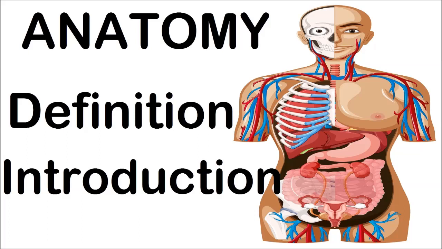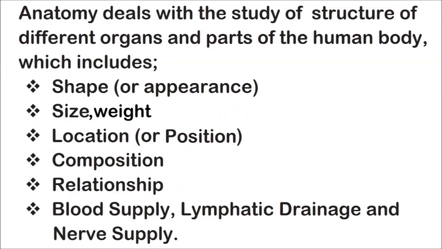This is my first video lecture and I am going to start from the very basic topic, that is anatomy. Now, what is anatomy or human anatomy? Anatomy is basically a subject in which we study the structure of different organs and parts of the human body. For example, we study the structure of heart, liver, lungs, kidneys. So once we are studying the structure of any organ or any part of the body, we call it anatomy.